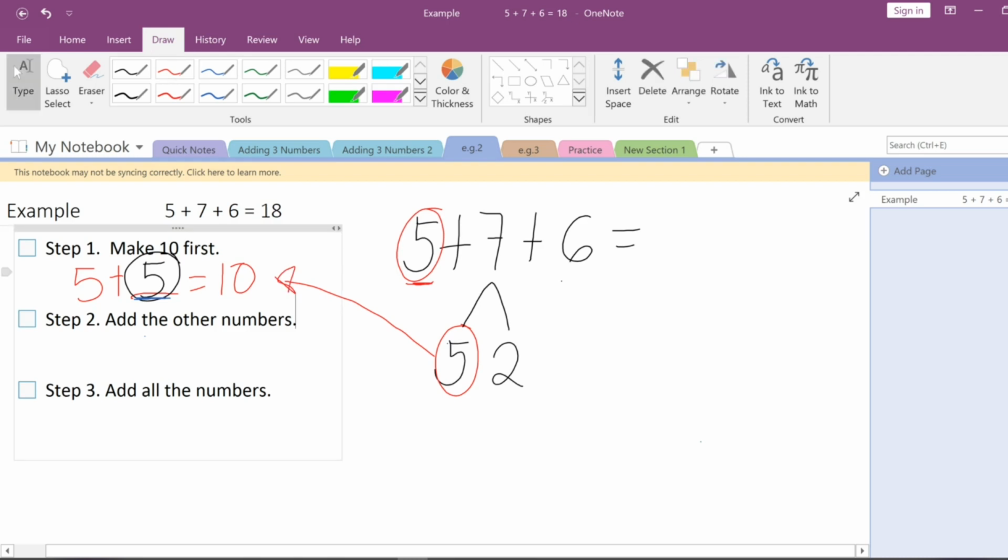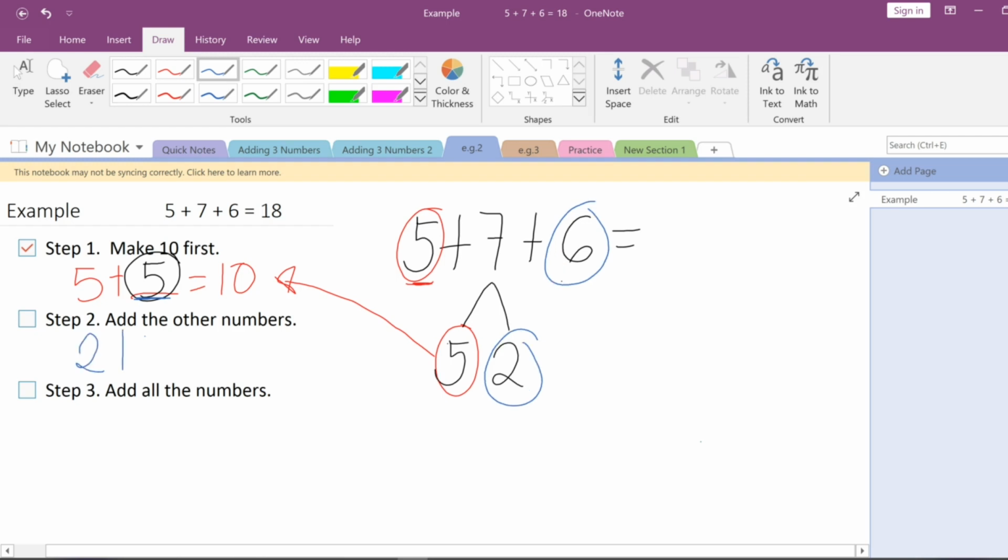That is step 1. Make 10 first. Did we make 10? Yes, we did. We take it. Step 2. Add the other numbers. What are the other numbers? We have number 2 and we have number 6. So let's add them.